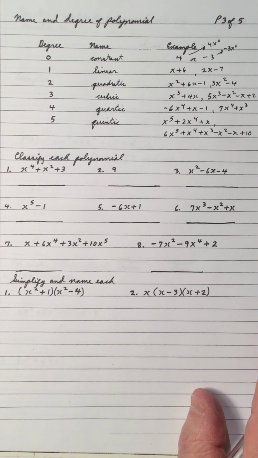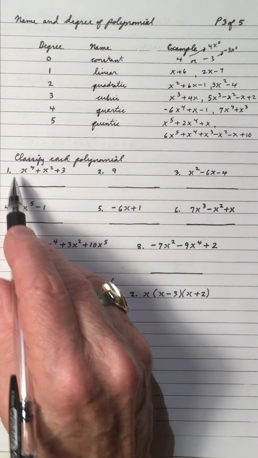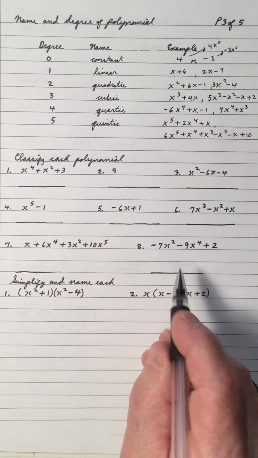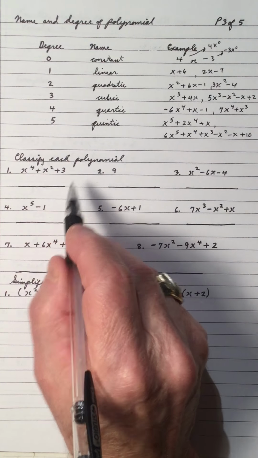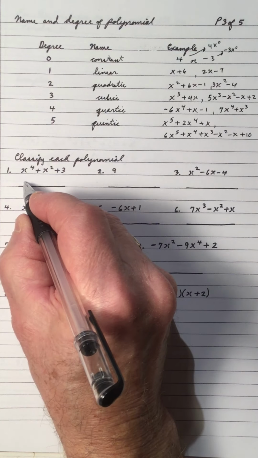So hopefully that's explained. Now, as a result, pause your video and see if you can classify each of these polynomials from 1 to 8. So, classify each polynomial. The degree is 4. Leading one is 4, so it's a quartic.